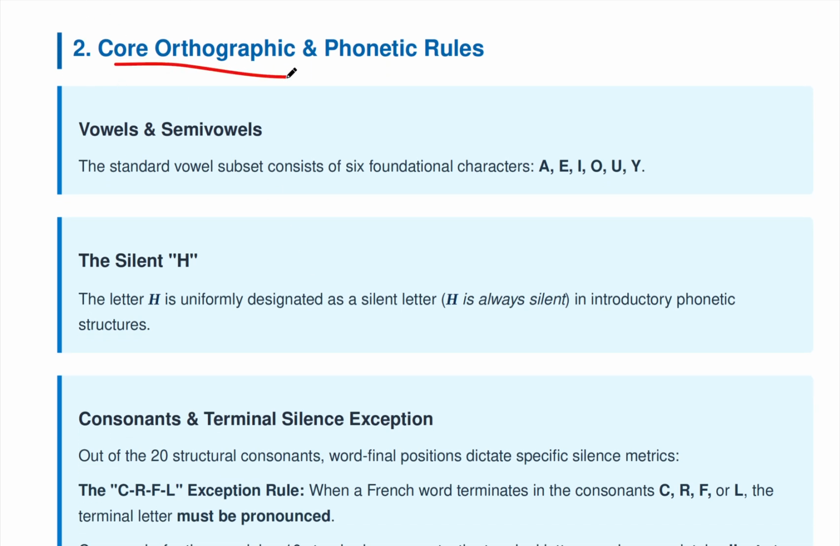So next we're gonna learn core orthographic and phonetic rules. Okay? So let's talk about the vowels in French. So as in English, A, E, I, O, U. These are the 5 standard vowels. And after that, Y is also called a vowel in French. So there are how many vowels? 6 foundational vowels. Okay, A, E, I, O, U and Y.